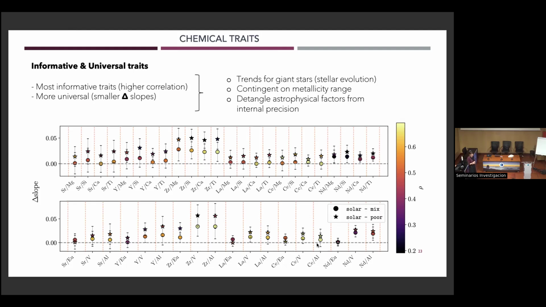So in this sense, they are not universal. And I think that we were not able to find, therefore, a golden chemical ratio that we can use to derive ages. And we always need to be careful when we want to derive ages through chemistry, because the choice will be very much dependent on the metallicity of the star.